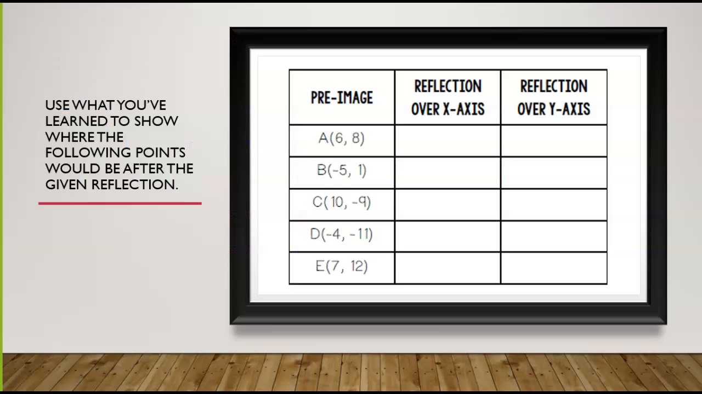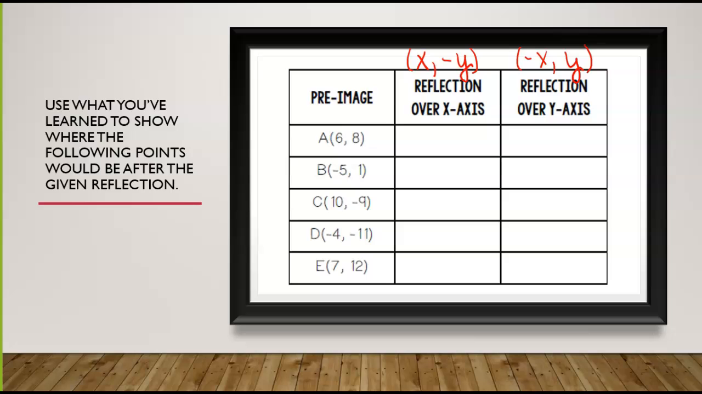All right, now it's your time to shine. We are going to make ordered pairs. Let's remind ourselves, what was the rule for reflecting across the x? Yes, x, opposite y. And what about when we're reflecting over the y? Opposite x, y. So those rules can help you figure out what your new ordered pairs are going to be.